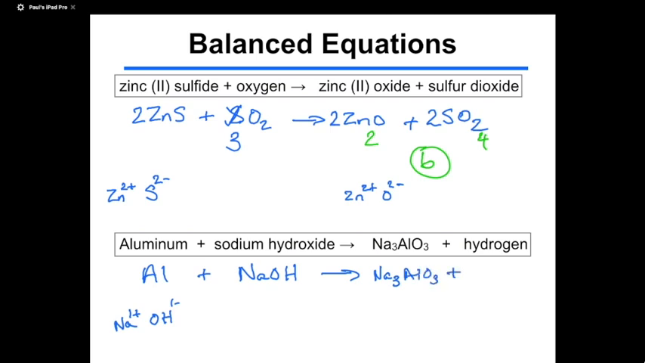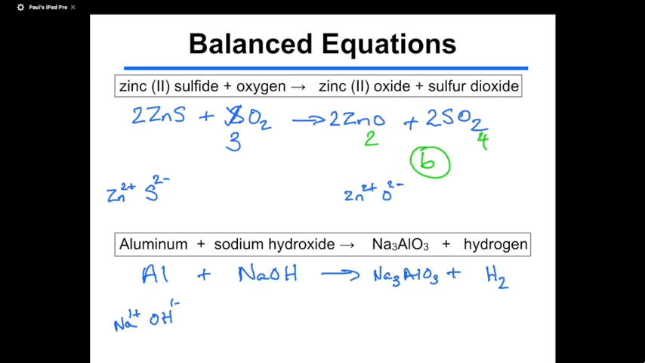Plus hydrogen. Look up hydrogen on your list. Hydrogen is what kind of special? H2. Most of the time, if you're having problems with balancing equations, it is the fact that a diatomic molecule was not, you didn't put it on there. So you've got to watch out for diatomic molecules. All right.